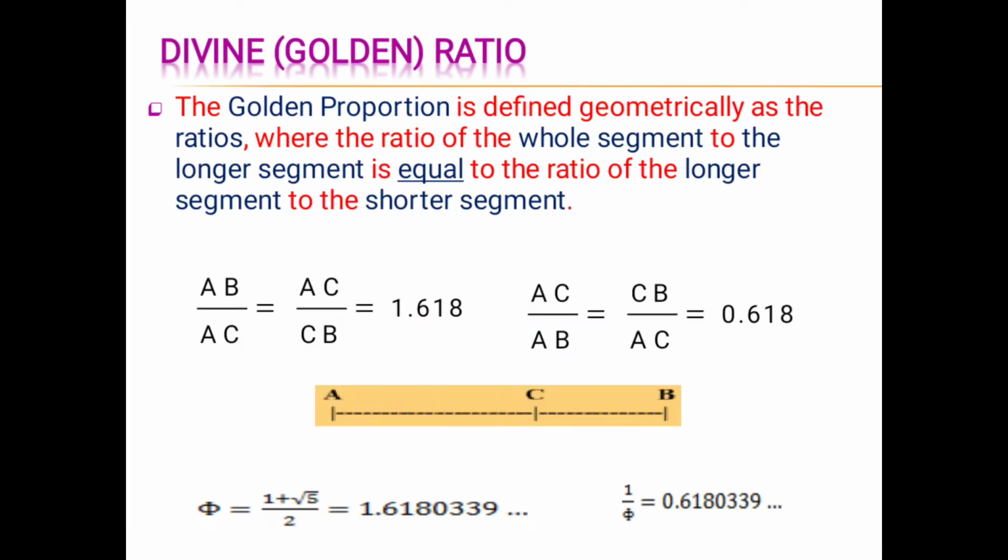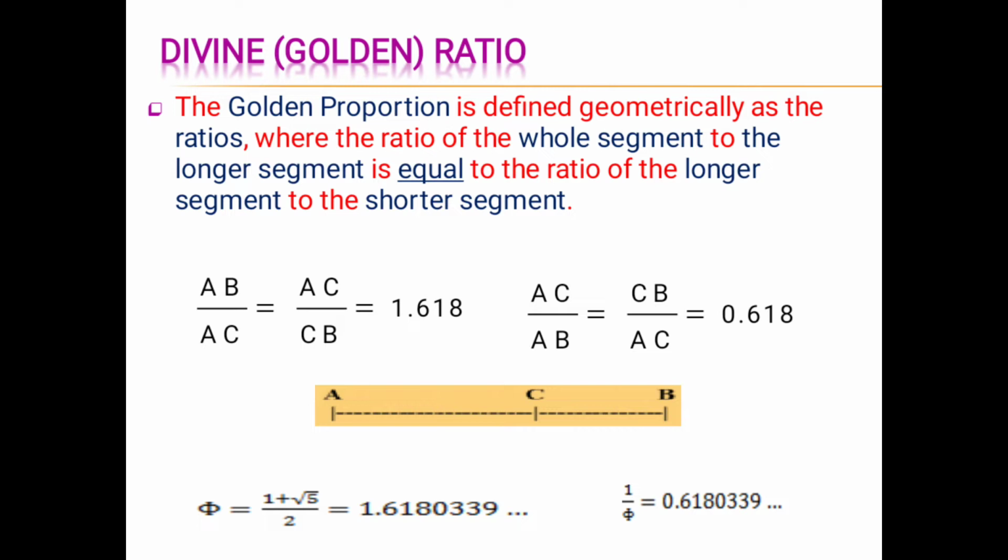So what is the definition of the golden ratio? The golden ratio is defined geometrically as the ratio where the ratio of the whole segment to the longer segment is equal to the ratio of the longer segment to the shorter segment. Algebraically, in that line, AC is the whole and AB is the longer part. Similarly, AB is the longer portion and BC is the shorter portion.